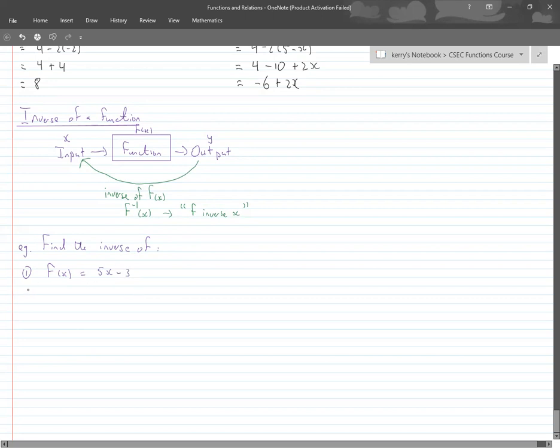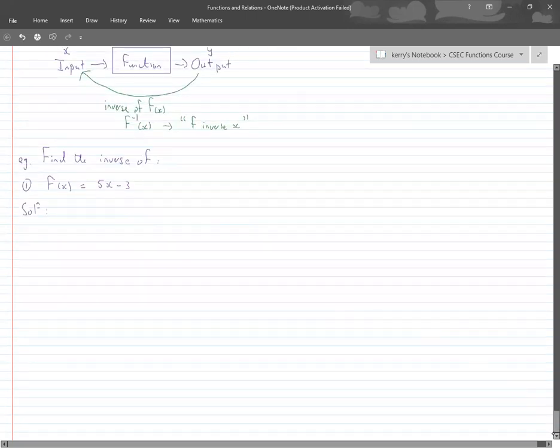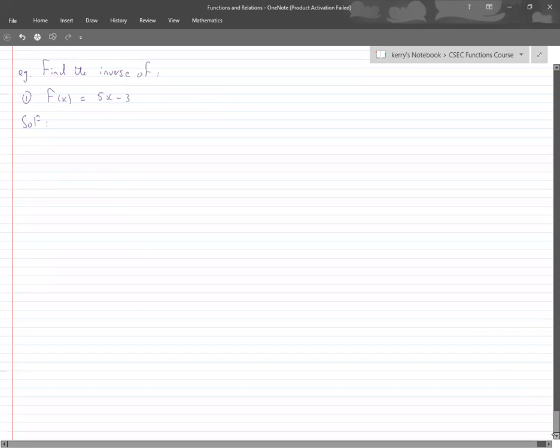Very easy question. All right, so solution. We start off with the function itself. Now remember, this is based on switching the inputs and outputs. So f of x is equal to 5x minus 3. Always start with this step.